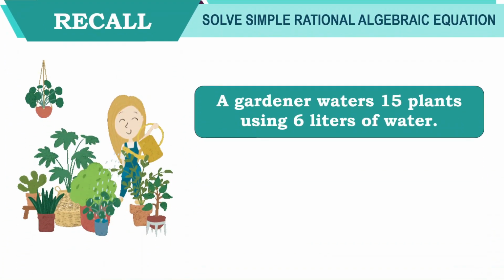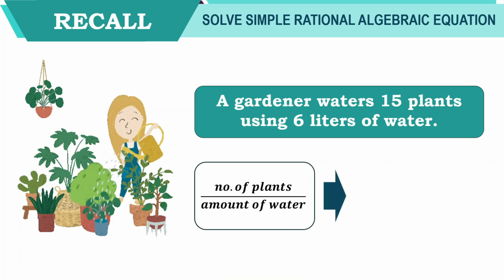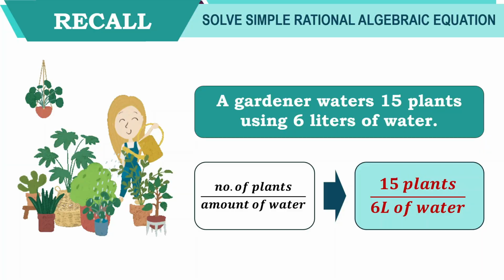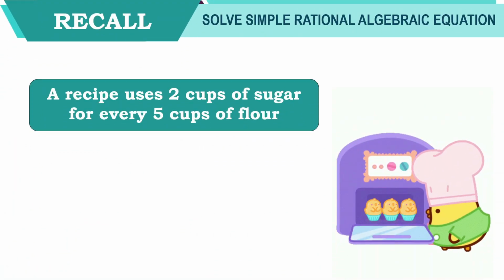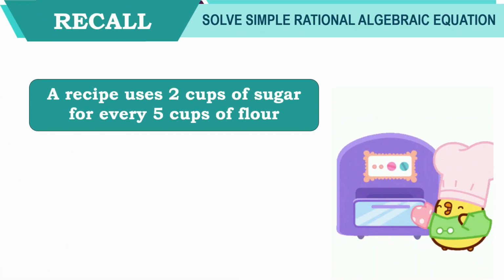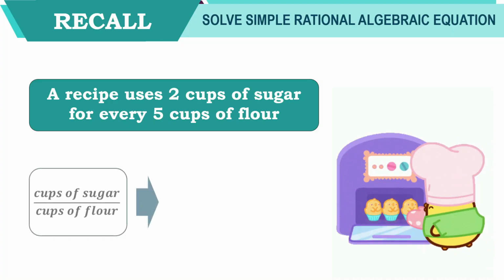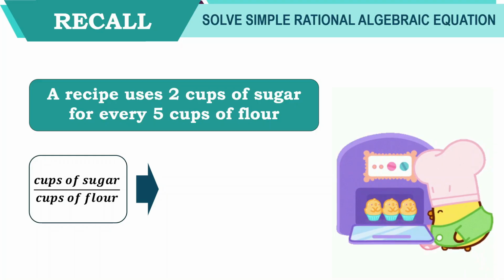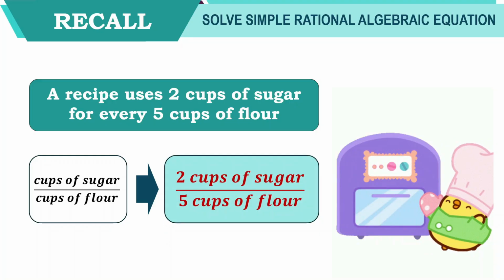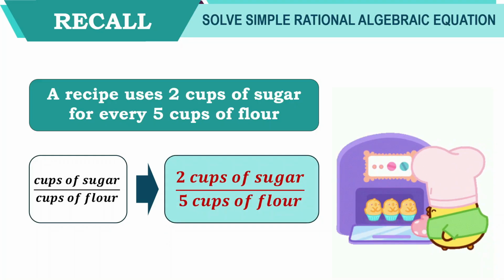A gardener waters 15 plants using 6 liters of water. Can you write it as a fraction? If you said 15 plants over 6 liters of water, then that's perfect. A recipe uses 2 cups of sugar for every 5 cups of flour. In fraction form, which is cups of sugar over cups of flour, that would be 2 cups of sugar over 5 cups of flour.